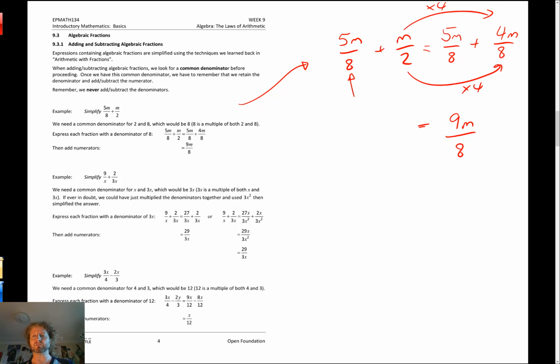I could simplify that if there were common factors, but there aren't any, apart from 1, which doesn't help us. The answer is 9m on 8. Yep, simplified. Okay, right, the next one: 9 on x plus 2 on 3x.